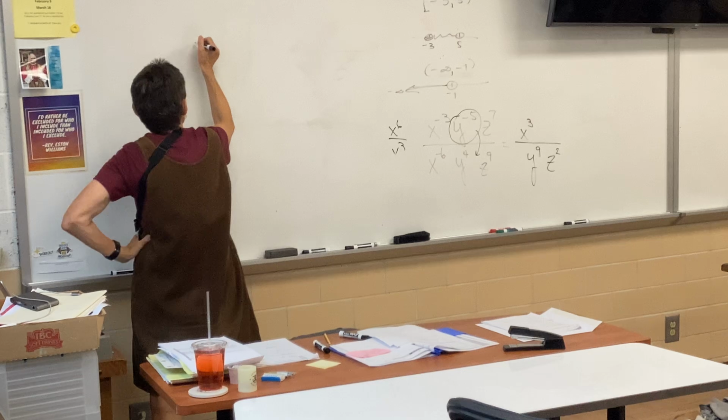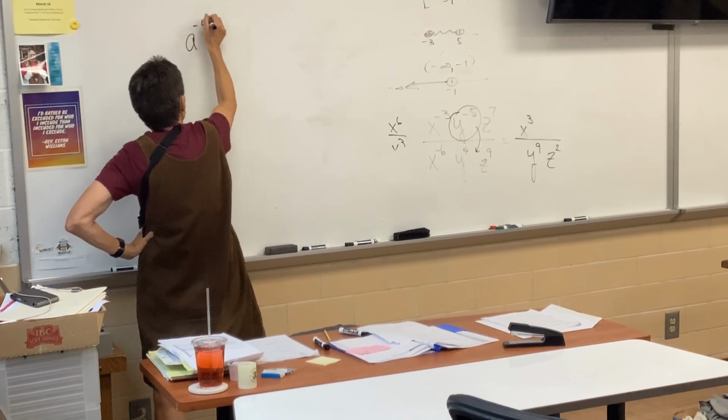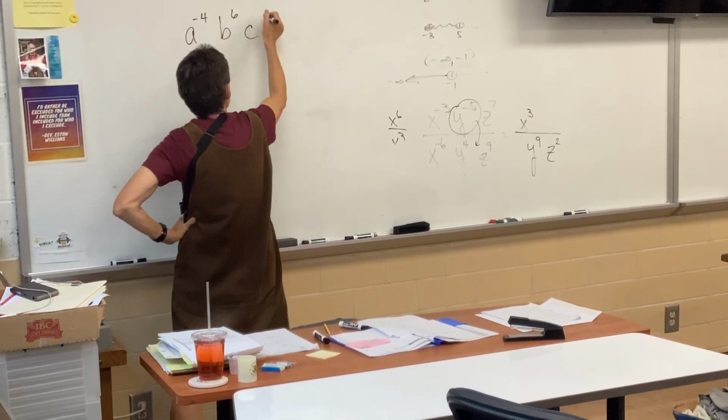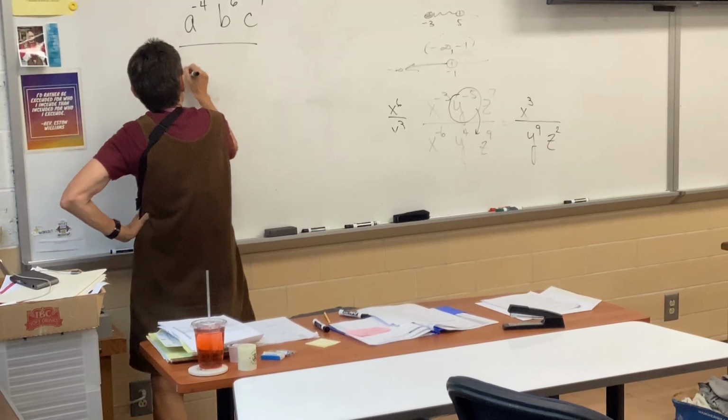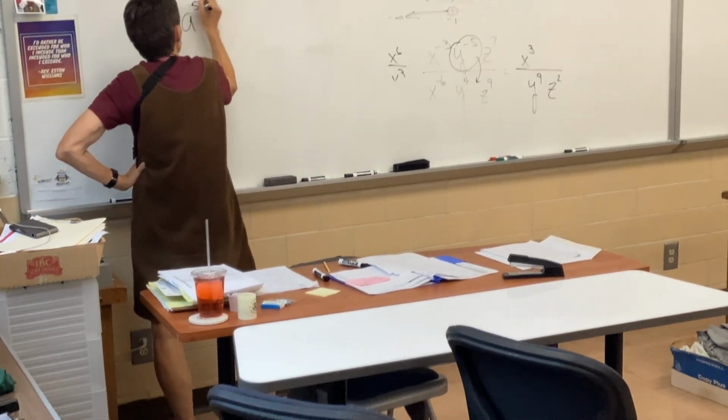And let's use A's, B's, and C's. So A to the negative 4th, B to the 6th, C to the 7th, over A to the 5th, B to the negative 3rd, and C to the 10th. Do I have a volunteer who would be willing to be the teacher for this problem? All right, Vaughn, let's give everybody a minute to do it on their own.